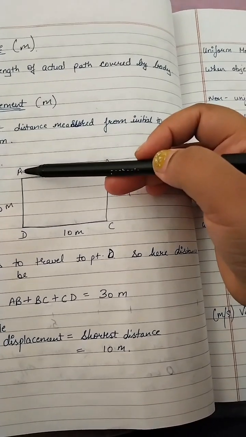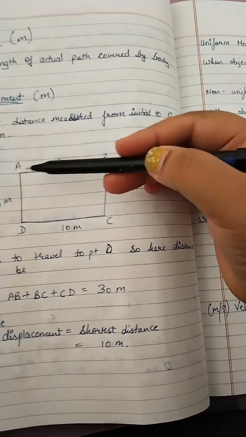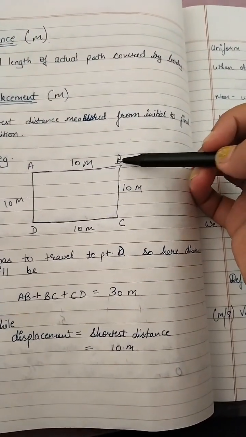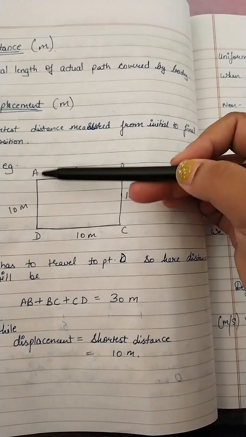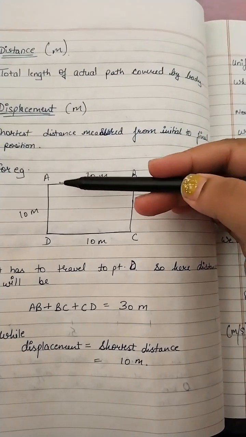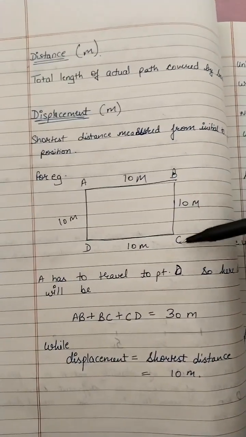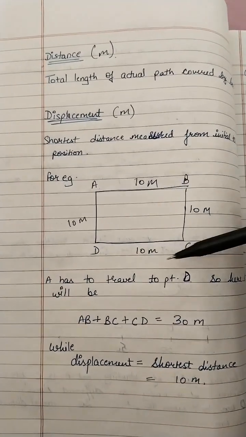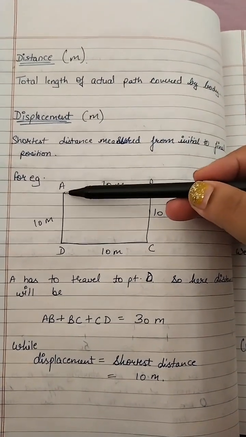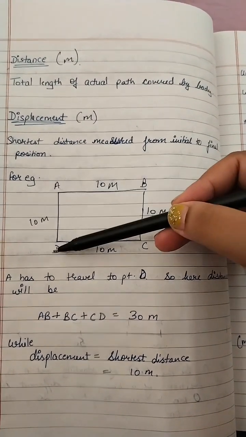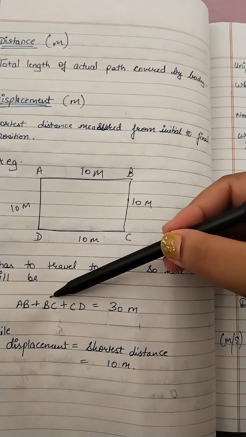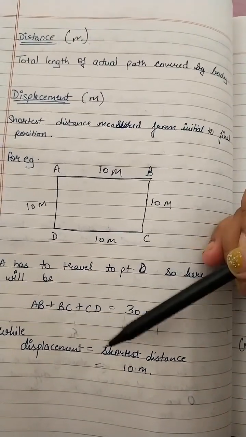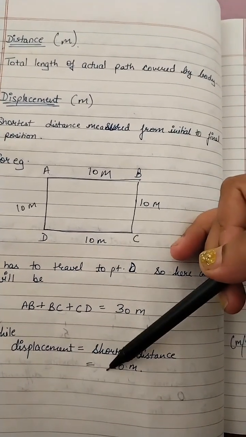See, suppose you think that A has to move to point D. One is the longest distance, that is, first he moves A to B, then B to C, and finally C to D. But now we can have the shortest distance as well, directly moving from A to D. Now when we travel A, B, C, D, it is called distance, total distance. While when we move along the shortest distance, that is A to D, it is called displacement. As you can see, distance will be AB plus BC plus CD equal to 30, while displacement will be the shortest distance, that is AD, equal to 10 meters.